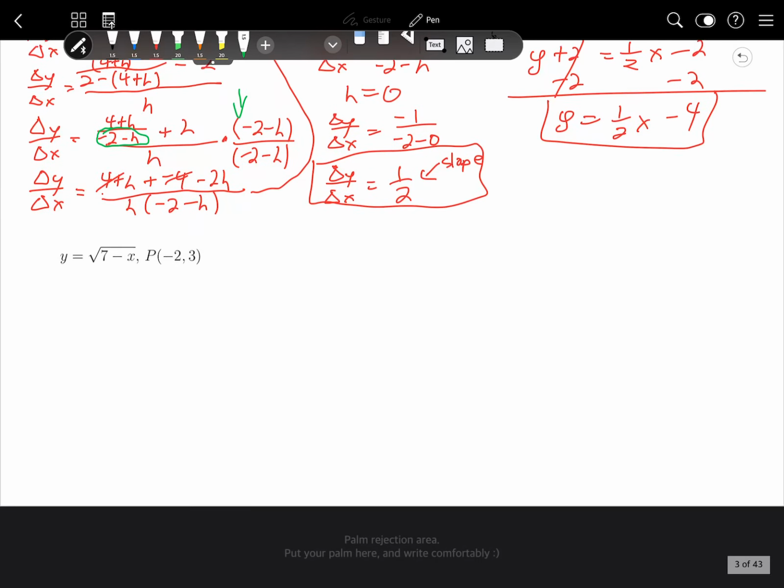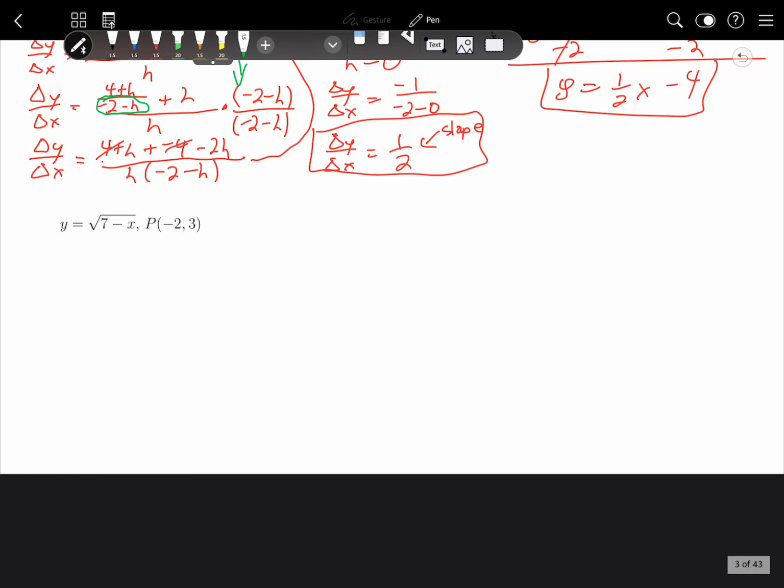Okay, and now let's go and look at the last problem on this page. So here's one with a radical expression, one that involves a square root. The setup is exactly the same, though. Nothing changes with how you set it up. The step that's going to be different is later on in the problem. So this is f of negative 2 plus h minus f of negative 2 over h.